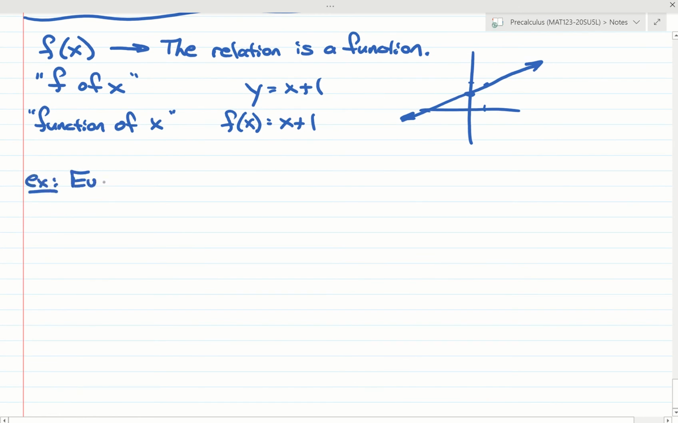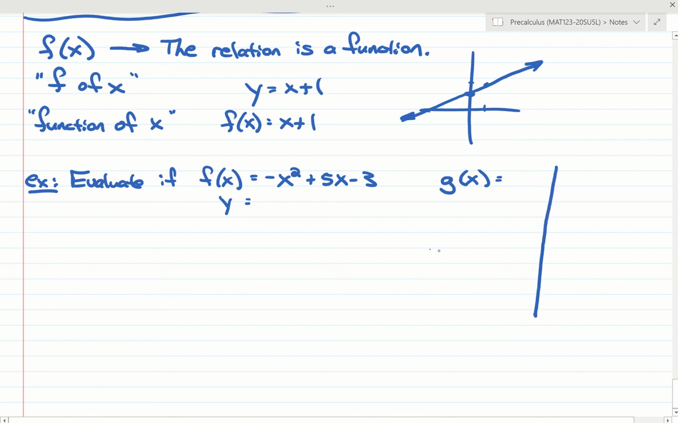Next, I'd like us to evaluate, if f of x is equal to negative x squared plus 5x minus 3. And let's say g of x. So f of x is an equation. It's the same thing as saying just y equals, right? But f of x gives us more information. And g of x is just going to be a graph. Let's let the graph look like this.